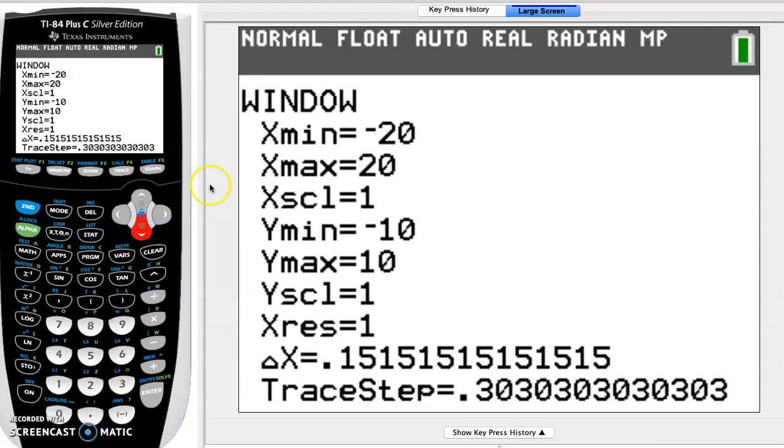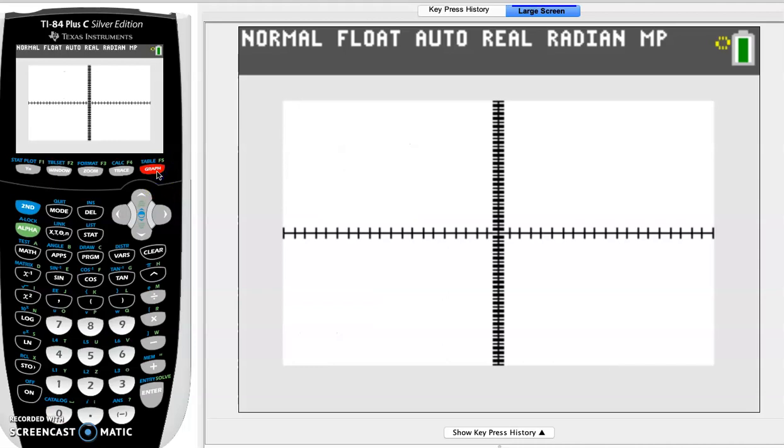So I make my x's get a little bigger. My y's, maybe I'll make those a lot bigger. I'll do negative 50 to 50. Maybe I need to do 100 to 100. Maybe negative 1,000 to 1,000. It takes a lot of adjusting. You just keep looking at the graph and then going back to the window.